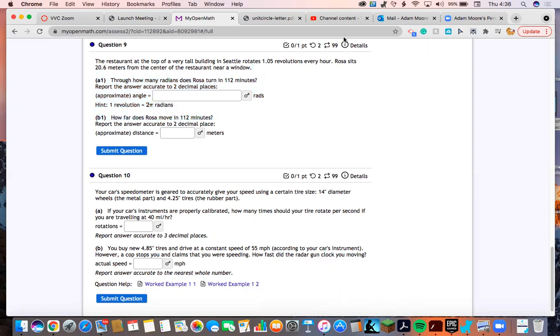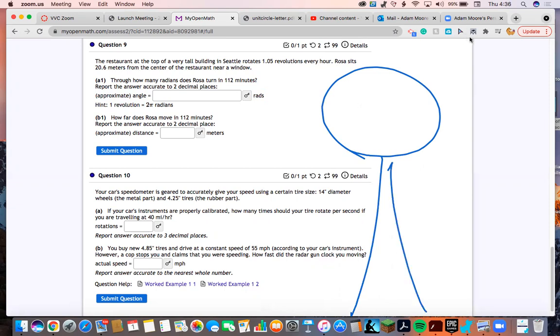So let's annotate. What we're seeing here, guys, is that she is in some circular restaurant way up high in Seattle, and she is 20.6 meters from the center of the restaurant. It's a rotating restaurant. We don't know how far out the whole restaurant circle goes, but we know that she's sitting 20.6 meters out. So that's how far her seat is. There might be other people sitting further away if it's bigger than that, I don't know. But that's where she is anyway.